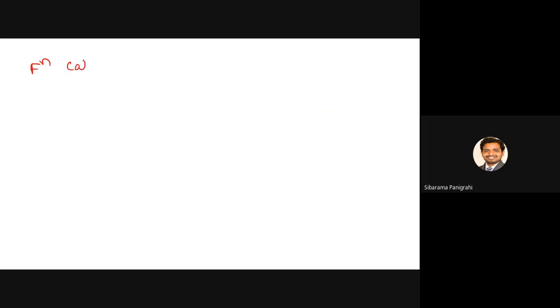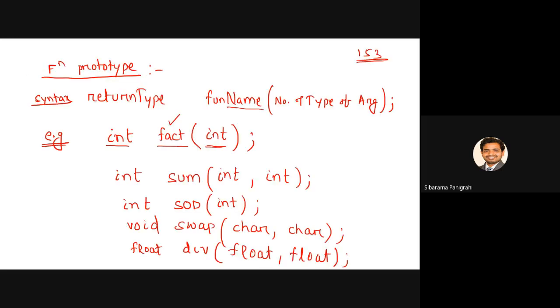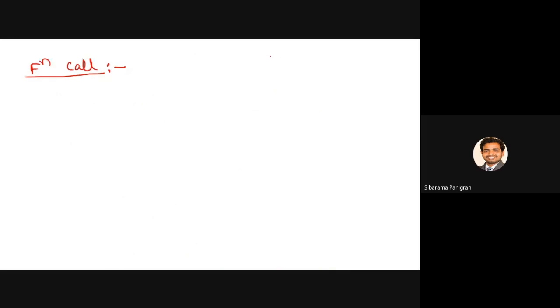Function call. Where you have to write the function prototype, you have to write in the declaration area. In the declaration section you have to write the function prototype, right? Next let us come to function call. So function call, let me show you the syntax. What do you have to write? You have to write the function name.